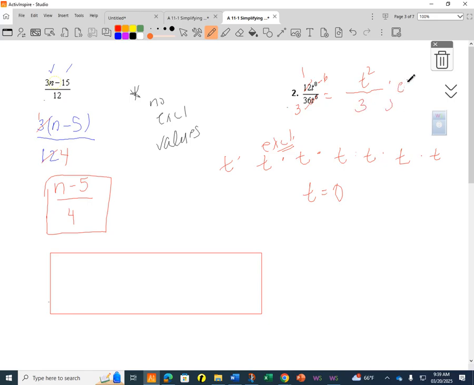But your excluded value: t cannot be equal to 0. And you don't have to write the word excluded. You can just say t is not equal to 0. So your final answer is both parts of this. Any questions?